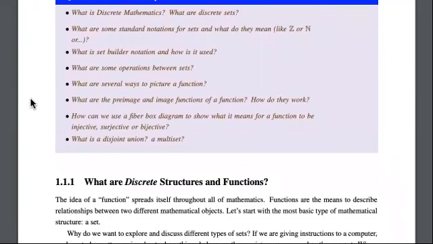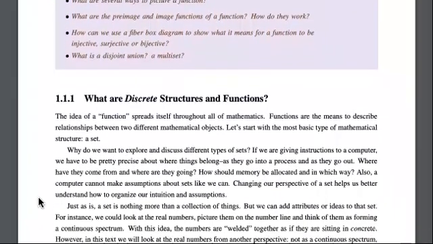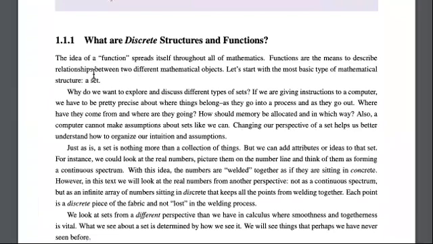Okay, so that's what we're going to start with, and as we go along, we'll hit some of these other questions. So first of all, what is discrete mathematics and what does that even mean? As we look at section 1.1, go ahead and read through this.